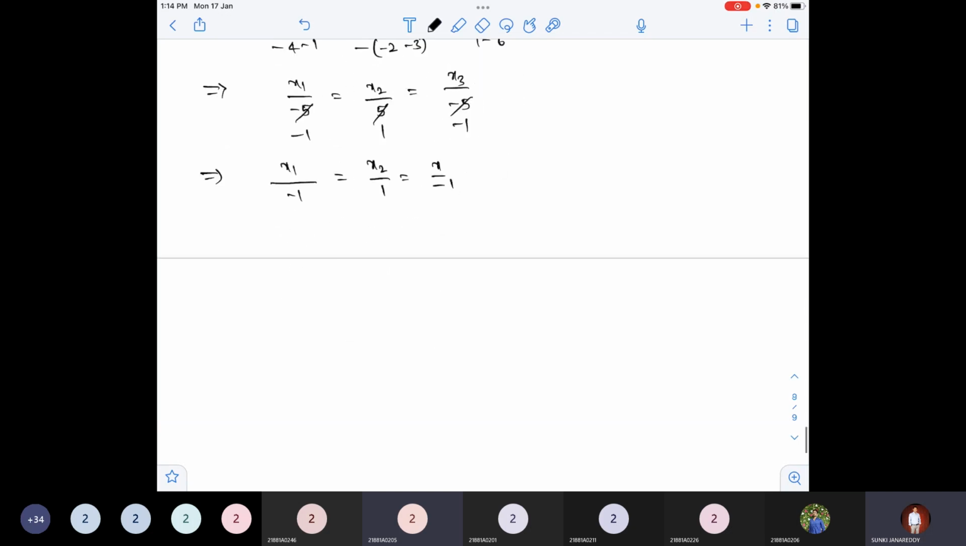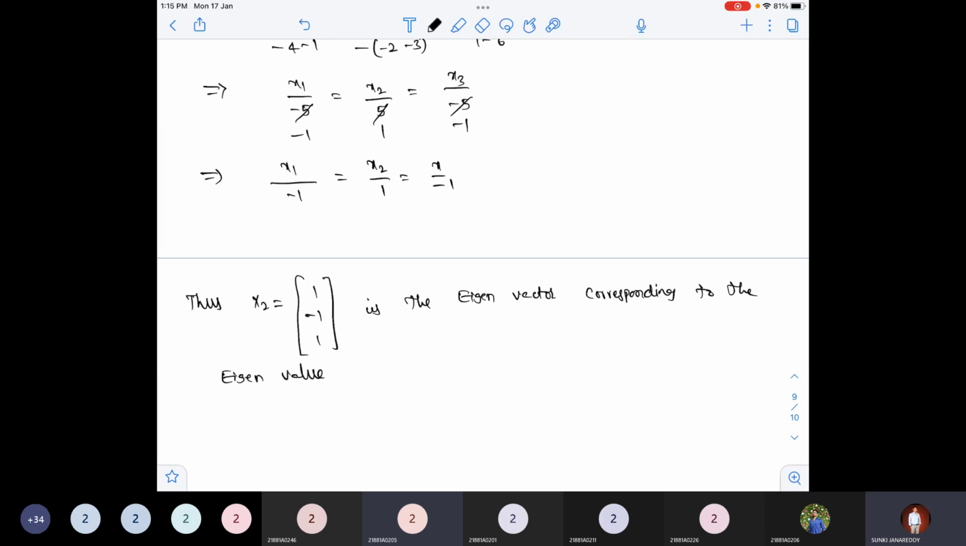Thus x2 is equal to what? Here 1, minus 1, 1 is the eigenvector corresponding to the eigenvalue 3. Lambda is equal to 3. Okay, now lambda is equal to 3.